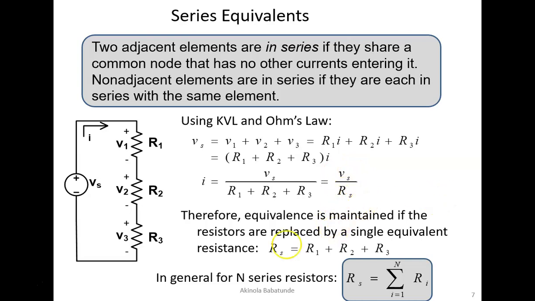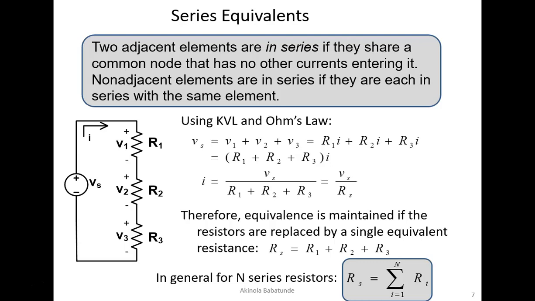The equivalence is maintained if the resistors are replaced by single equivalent resistance Rs equal to R1 plus R2 plus R3. So in general, what we can say as a standard is that for n series resistors, the equivalent resistance will be equal to the summation of all the resistors in that particular circuit, as long as they are all in series.